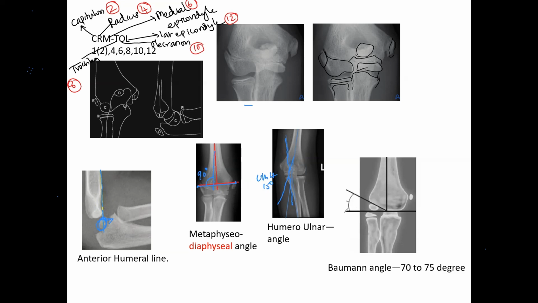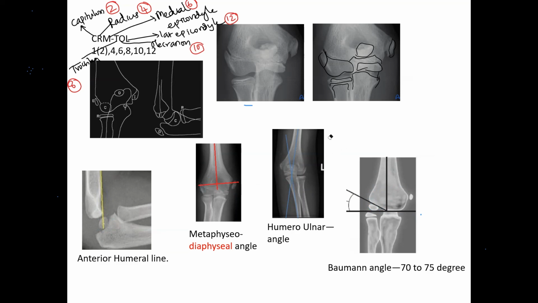Then the last one, very important, is Bowman's angle. What is Bowman's angle? You draw a line along the articular surface distally and along this physis here, like this. So this angle formed is around 75 degree. This angle is very important. It is called as Bowman's angle, but it's not the same in every patient. So it differs from patient to patient. So the easiest way to check this angle is take the X-ray of the normal side and compare the angles with the normal side.